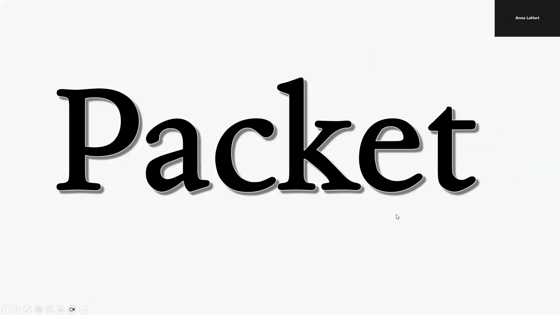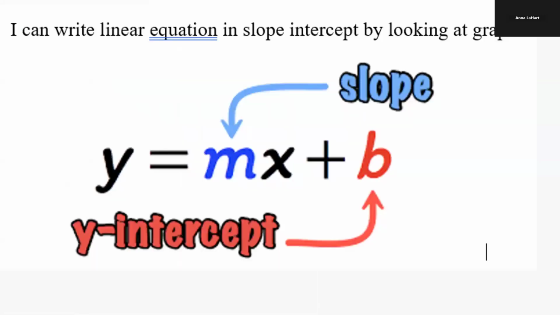Back to the notes for the week. We're on the second page, the second page that has this diagram on the top. So today I can write a linear equation in slope-intercept form by looking at the graph. So if I give you a line on a graph, you can tell me what the equation is for that line. It's called slope-intercept form because in it is the slope. And then this piece is the y-intercept.